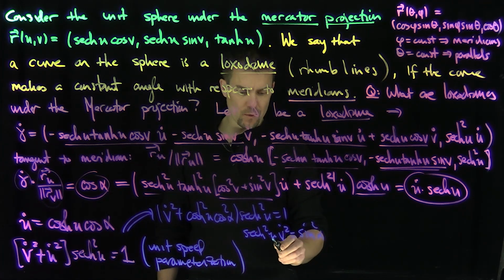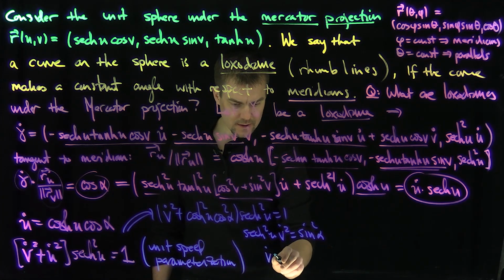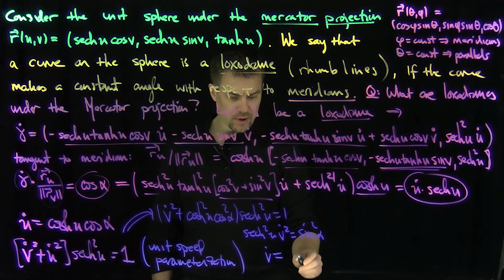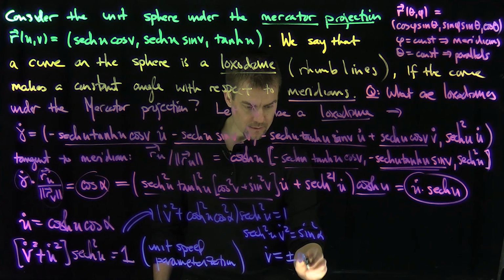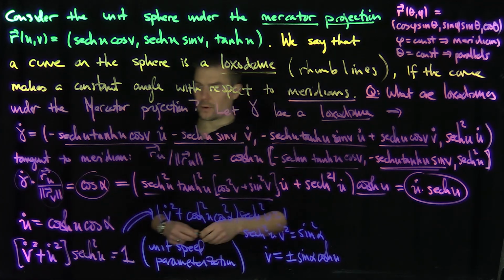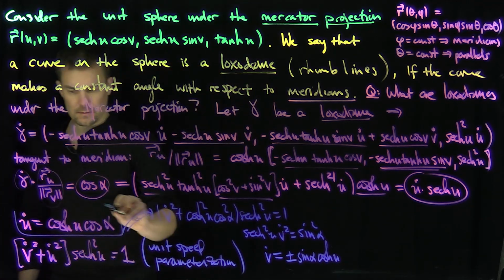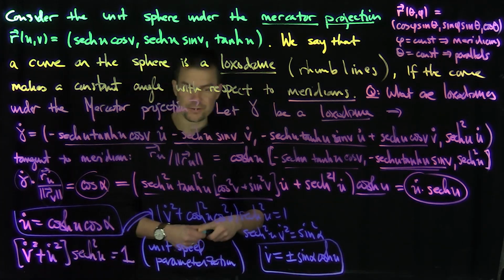And therefore, V dot is going to be plus or minus sine of alpha times cosh of U, like that. Beautiful. So now I have an equation for U dot, I have an equation for V dot over here, right? And so now I can look at dV dU.